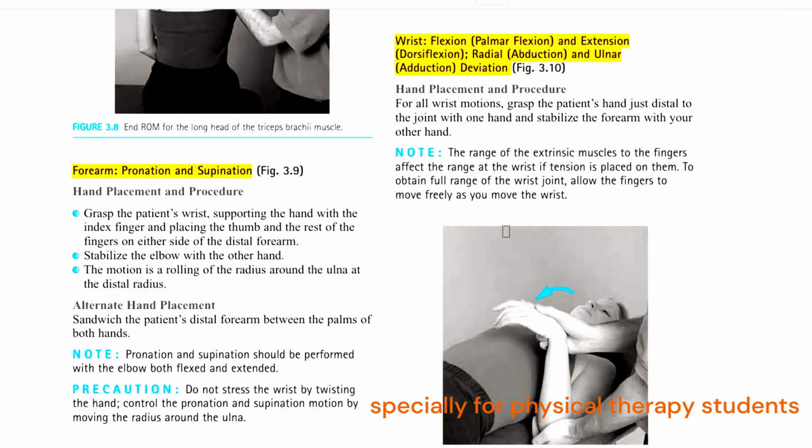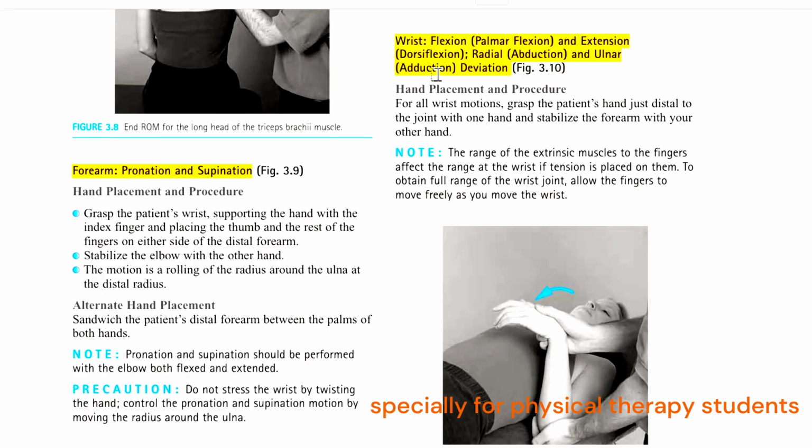Everyone, hey, I'm back in the video lecture, and today we're going to discuss the wrist movements that are basically flexion, extension, radial, and ulnar deviation, also known as palmar flexion, dorsiflexion, abduction, and adduction. These names are written here. Starting from the wrist flexion.